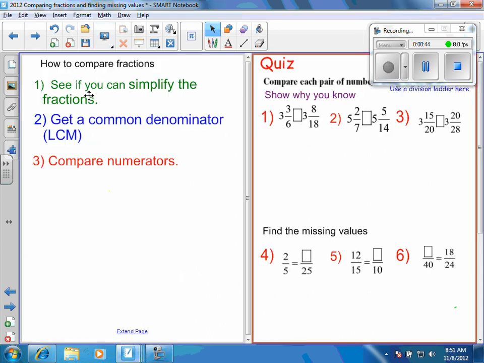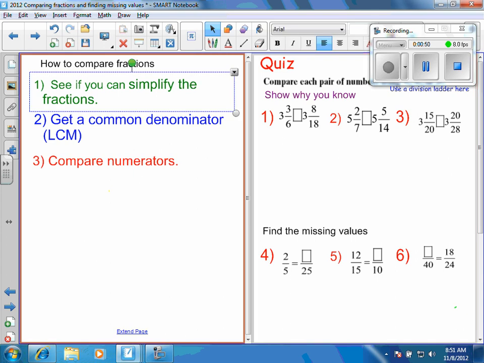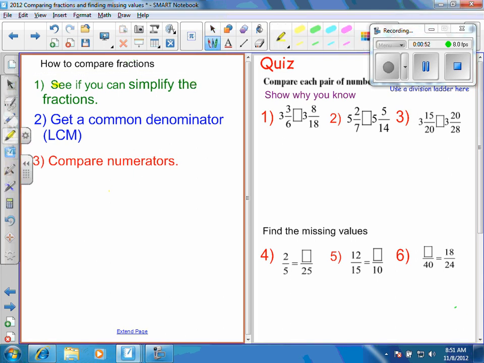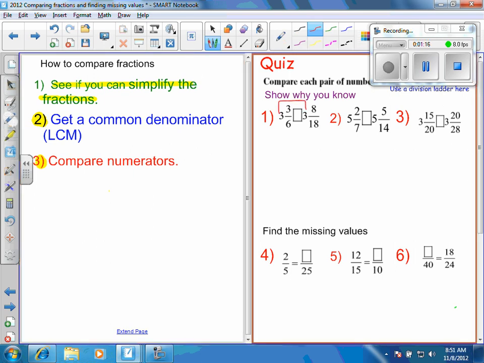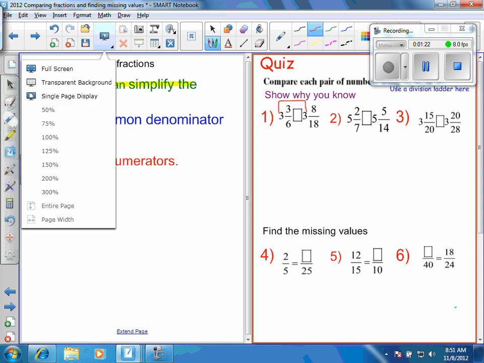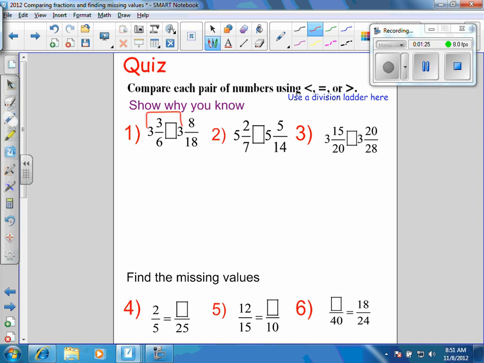Let's look at 2 pages and remind ourselves of the rules. The rules are to see if you can simplify the fractions. Always do that first, unless you see a real nice, quick, short method. Get a common denominator, second rule, and then the third rule, compare numerators, and that would be for problems 1, 2, and 3. So if we look at problem 1, the first thing we want to look at is that 3 and 3 are equal, so the only part we have to compare is the fractions. Okay? So when we compare the fractions, we could simplify.